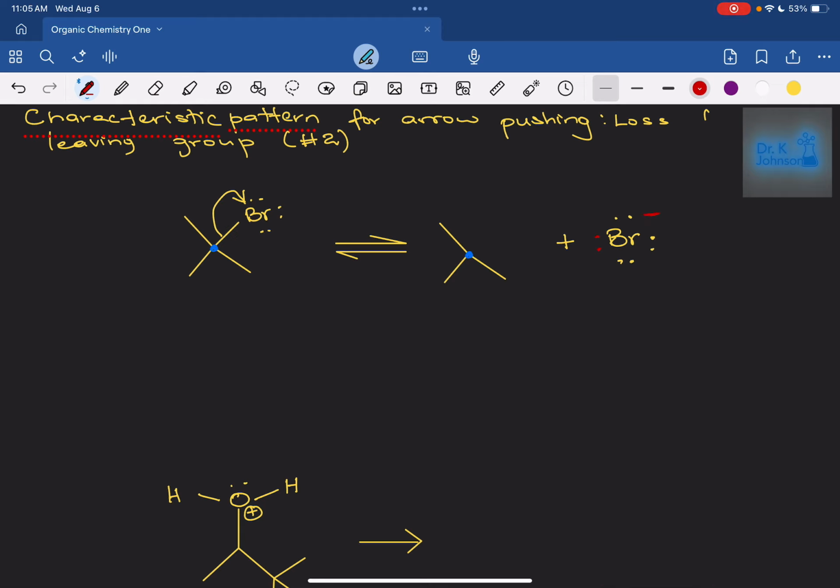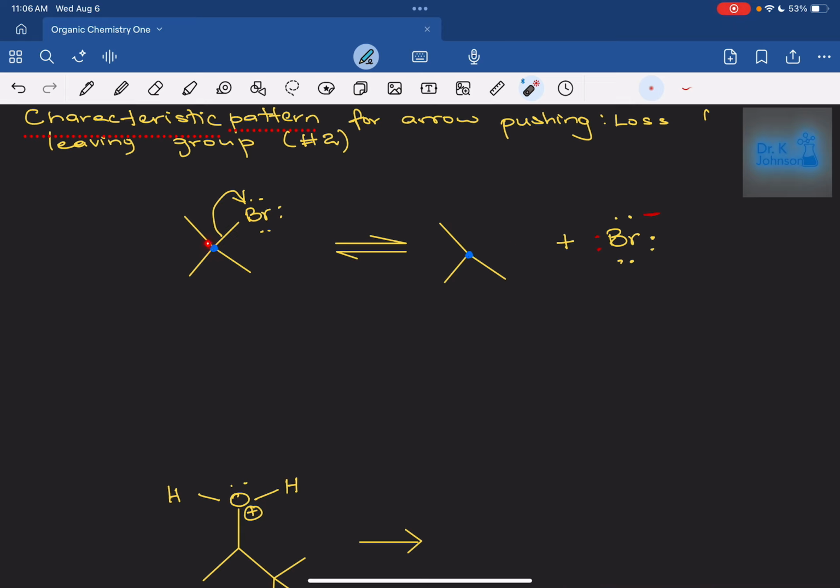The bromine took the electrons and left. Bromine became more negative because the 2 electrons are on it now, not being shared. That's why I have a minus charge. Now let's go back to this, okay?